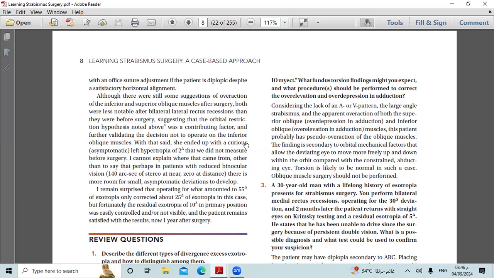to develop. I remain surprised that operating for what amounted to 55 prism diopters of exotropia only corrected about 25 prism diopters of exotropia in this case, but fortunately the residual exotropia of 10 prism diopters in primary position was easily controlled and or not visible, and the patient remains satisfied with the results now 1 year after surgery.